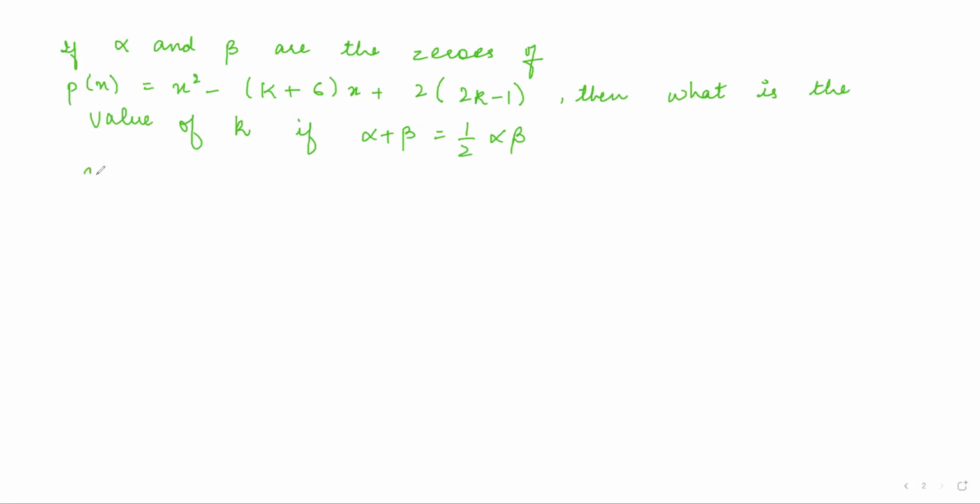Now I'm giving you options. A is -7, B is 7, C is -3, and D is 3. Now give it 5 minutes, think about it, and then tell me what should be the answer.